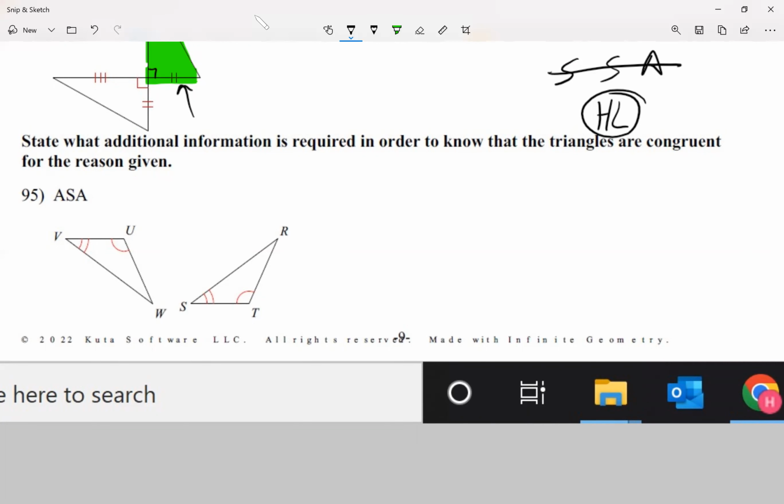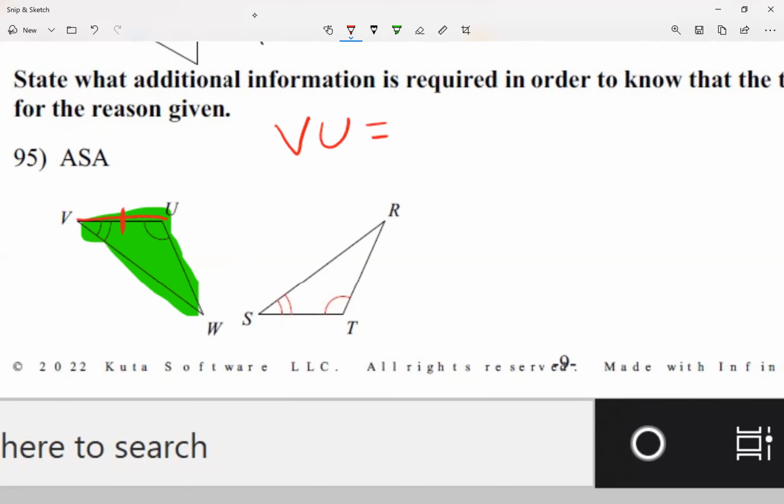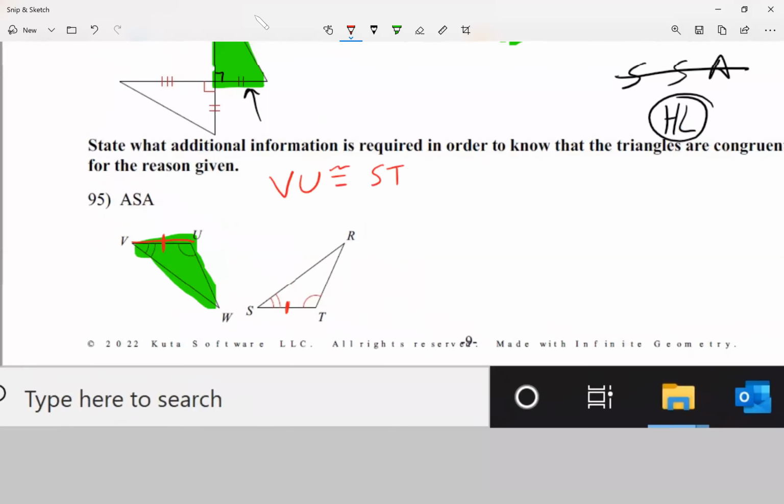Okay, so 95, I'm supposed to have 2 angles and a side in between. Let me take a look at one triangle. Have the 2 angles marked. So I'm missing the side. This side. All right. Now, what's the name of that side? I'm going to say VU or UV, right? When we name sides, we name it with 2 letters. All right, what am I missing on the other triangle? This side. That's the side ST or TS. Order of the letters does not matter, but they have to be capitalized though.